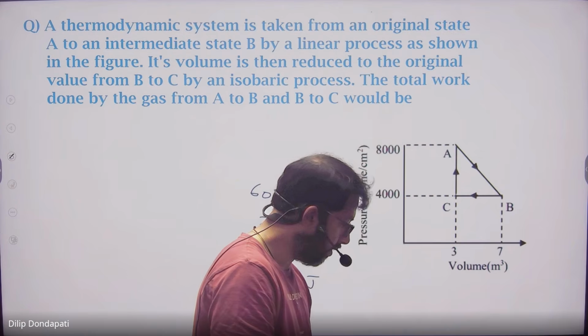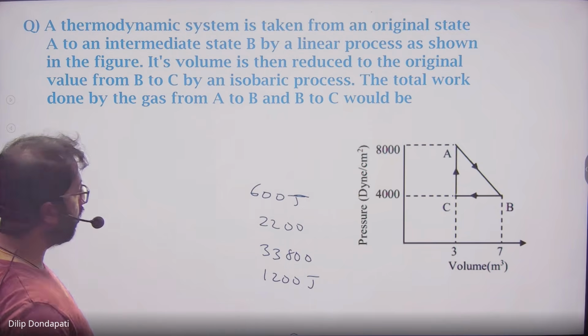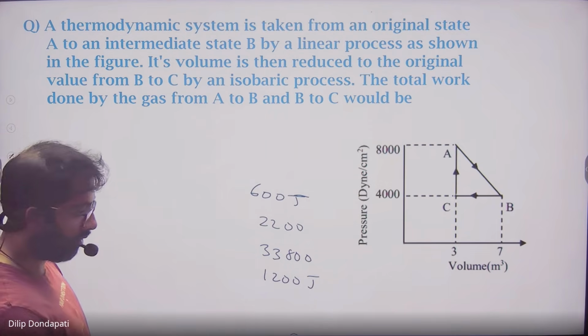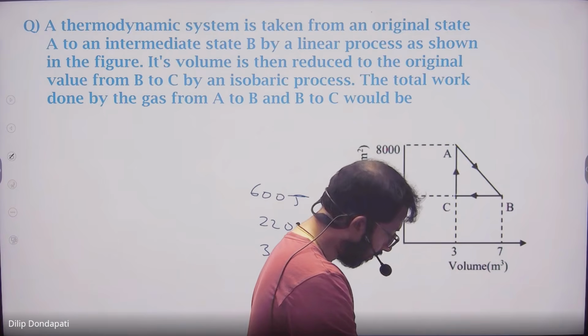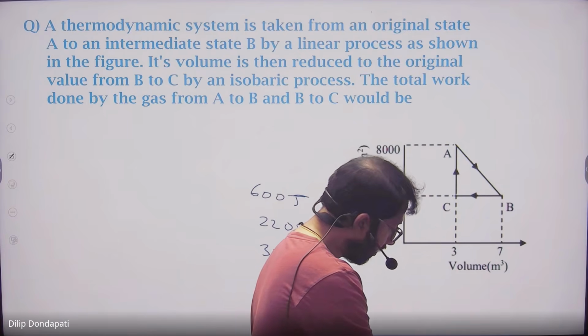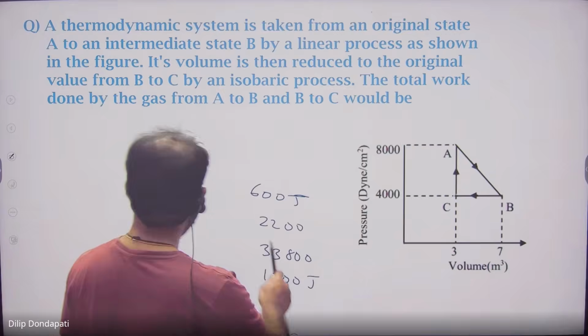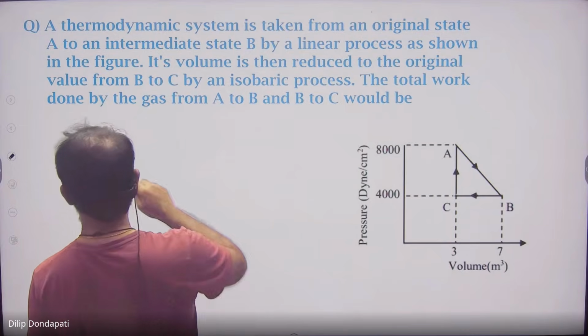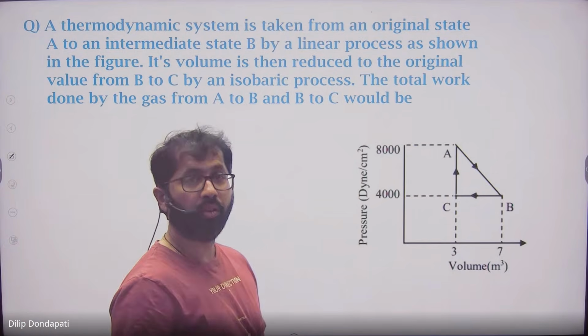Sir, 800. It is not in the options. Even I'm getting 800. Okay, one minute. The options are given wrong. Yes, 800 is the answer. So first you find the area of the triangle and then do PdV. Sir, what is the dyne to Newton conversion? One dyne is 10 power of minus 5 Newton, right?